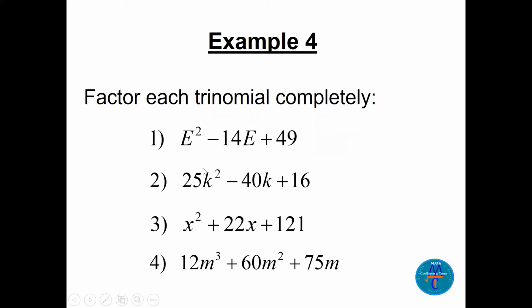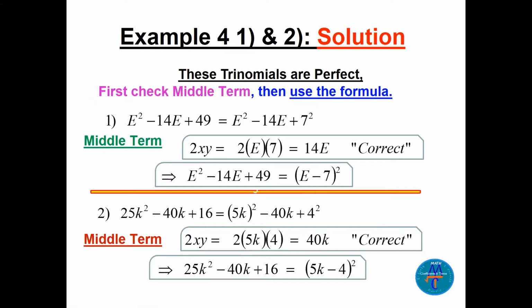25k squared, I can make it all squared here. So 5k, I can make it all squared. And then this is 16. 16 means 4 squared. If this one here is 15, that's not perfect, so we stop. So let's see, 2 by 2.